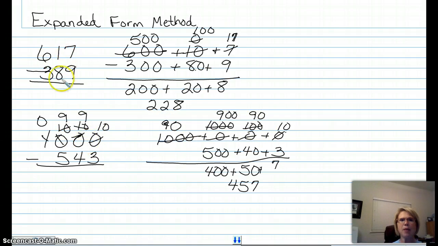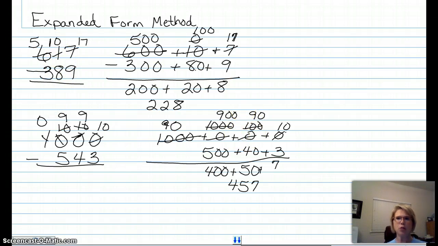Up here, what happens is I can't take 9 from 7, so I come and borrow a 10. And I can't take 8 from 0, so I come over here and borrow a 100, and this becomes 10 tens. It's still a 100, but it's 10 tens now. So that's how that happens, okay? So that's the end of our notes, actually, today.